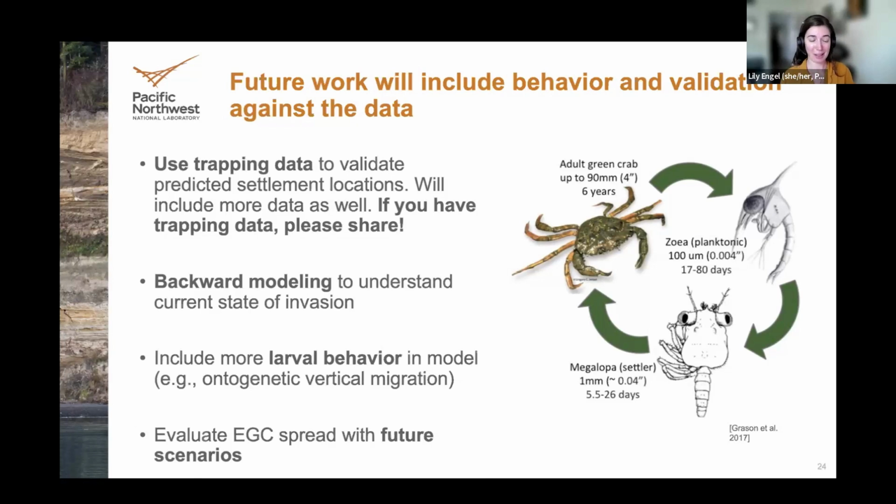And then our last step will be to have different hydrodynamic scenarios for climate change and other future scenarios that we'll be comparing for this future of the invasion. And so now I'll pass it on to Sean.